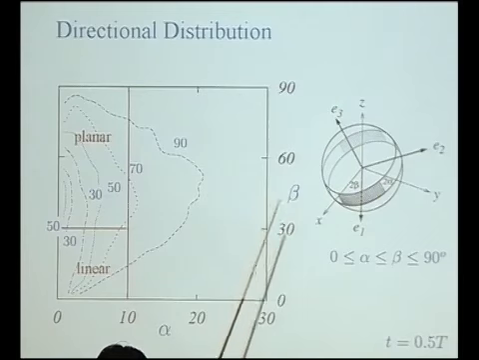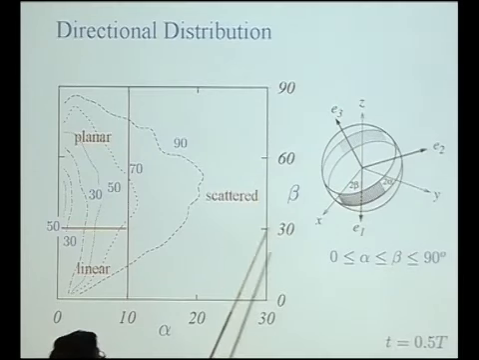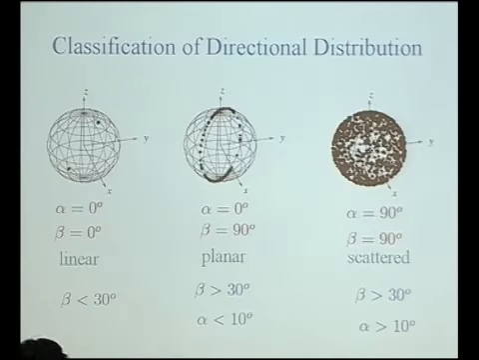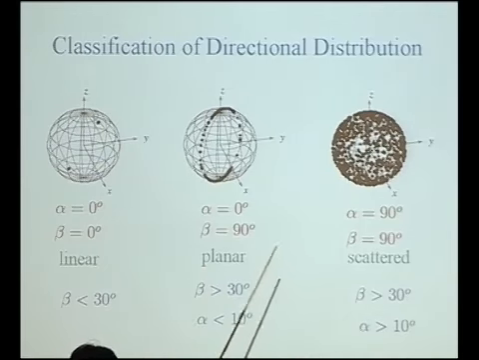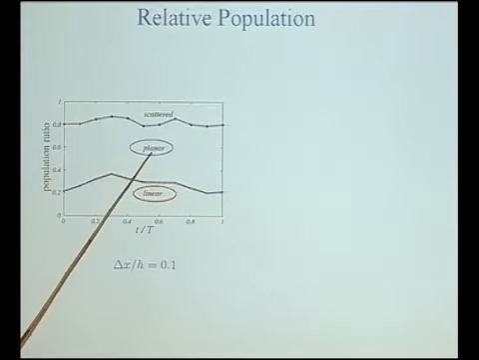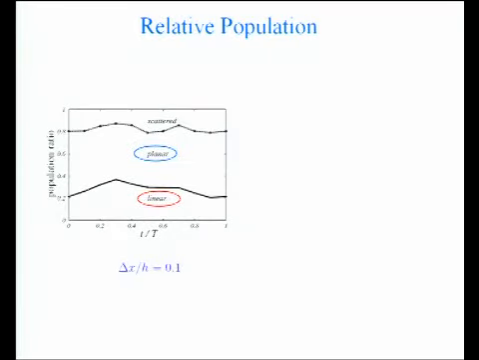Okay, and we tentatively classify the linear, planar, and scattered, like this. So linear case, if beta is less than 30 degrees, we call that linear, and if this condition is satisfied, we call planar, and the others scattered.